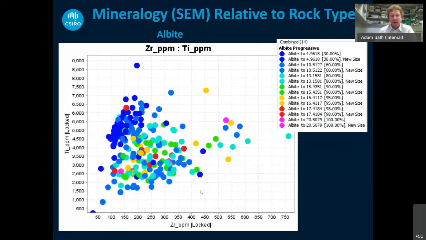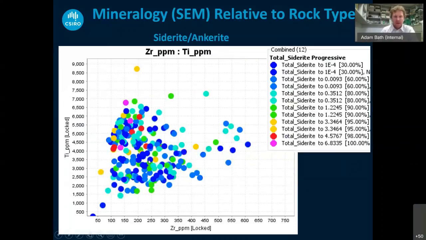Other things like albite are typically in the more sandy units, so you start to see more albite in the sandy units. Where other things like iron-rich carbonates are a bit broader across both the mudstones and the sandstones. So the sandstones sit down here, and the mudstones are up in here.